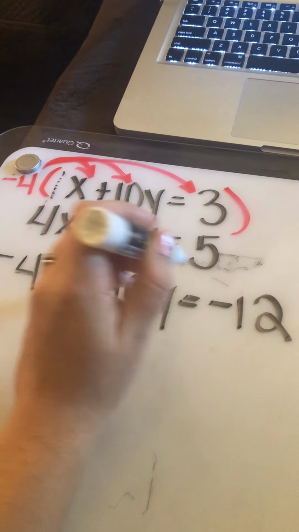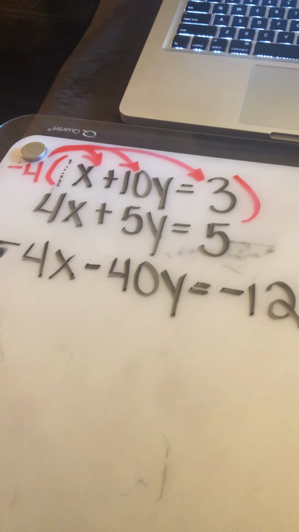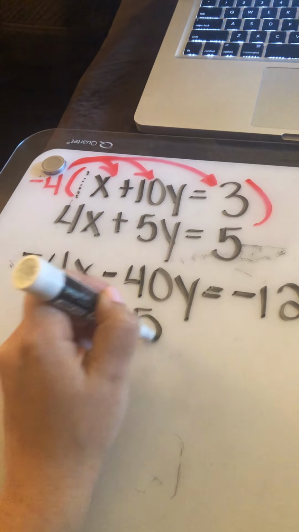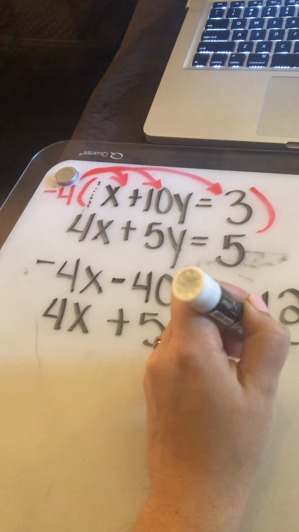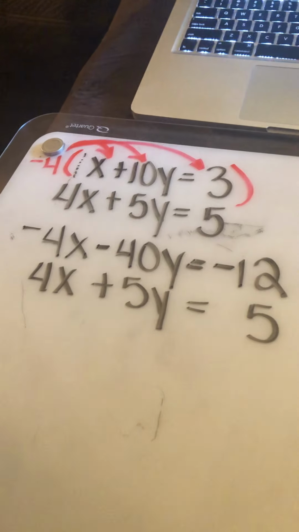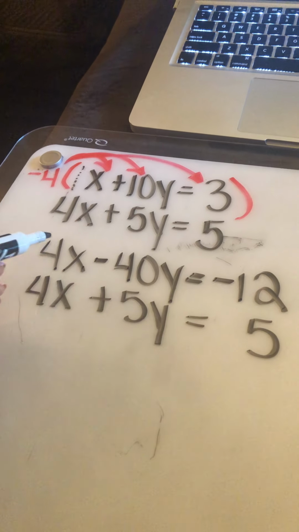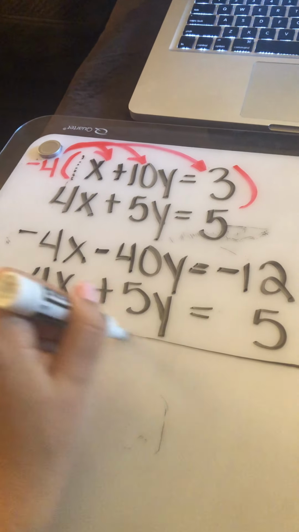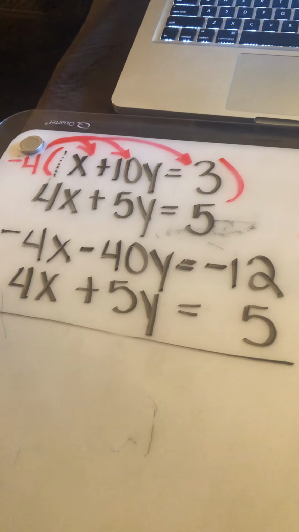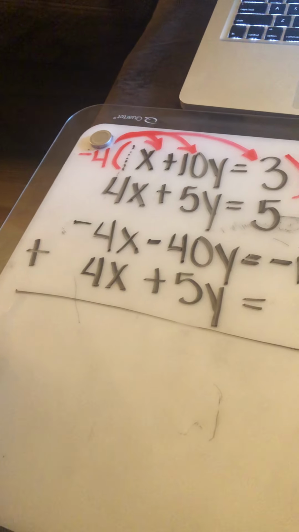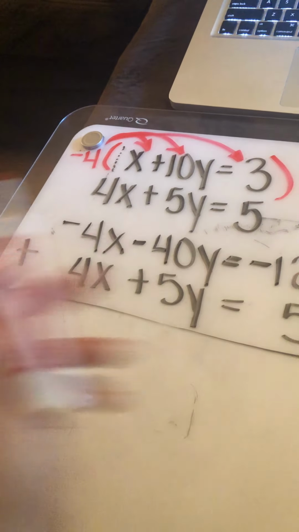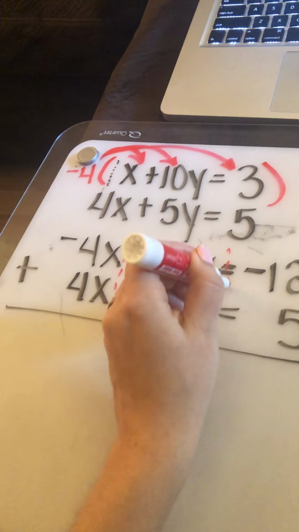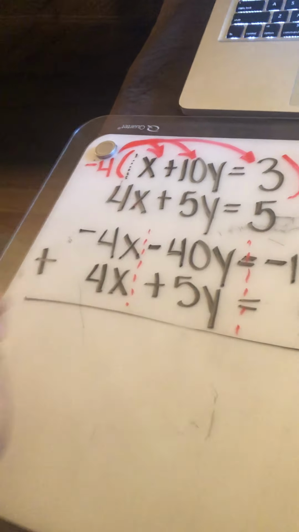I'm now going to take my second equation and rewrite it underneath because I didn't do anything to that one. And now looking at this system, my x's are opposites. Since my x's are opposites, or additive inverses, we can add our system to eliminate the x variable and solve for y, which is what we're going to do. So draw your vertical lines down, and we'll get started.